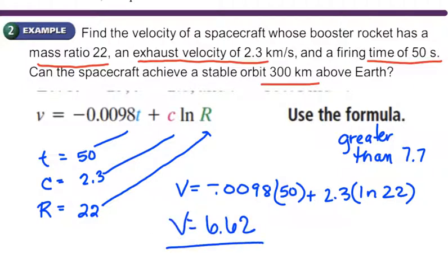So would we be able to achieve a stable orbit? No, because 6.6 is less than 7.7. Okay, all right, so that's it for the first objective. We're going to go ahead and stop this one, and we'll see you later.